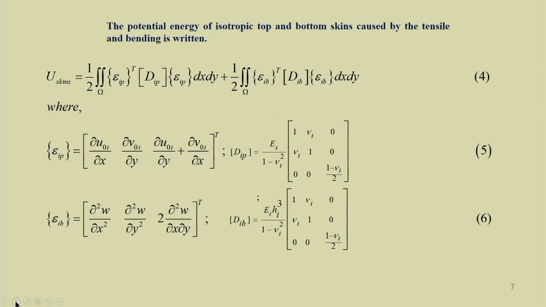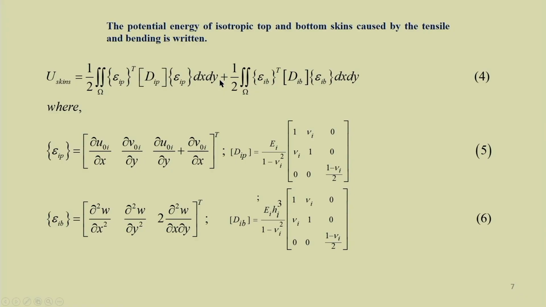Similarly, we can have the potential energy. The potential energy due to all the 3 layers we can write. So, this is for the skin layer. We know the potential energy can be written as half stress into strain into dV, or in terms of strain also we can write. As stress by strain equals the d matrix or E, it can be written as half integral epsilon, that is strain transpose, of the strain matrix into d into epsilon ip into dx dy.